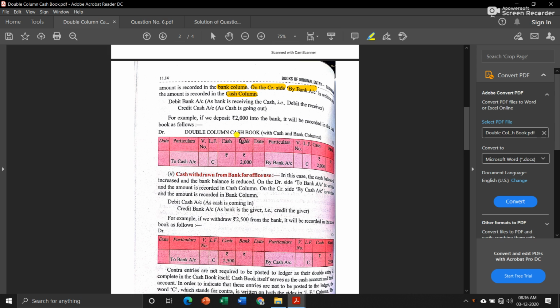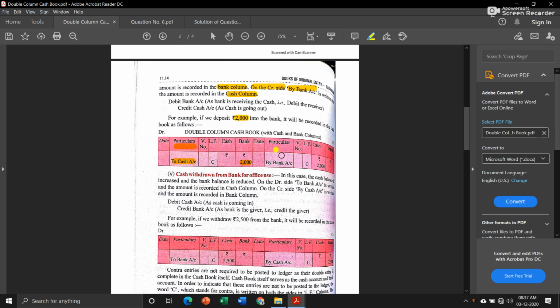Now here is the example. Suppose we deposited 2000 into the bank, it will be recorded in the cash book as follows. Now on the debit side, since it is the receipt side, when we deposit money into the bank, who is receiving the money? It is the bank who is receiving money, so we will write the amount in the bank column, and in here we will write to cash account.